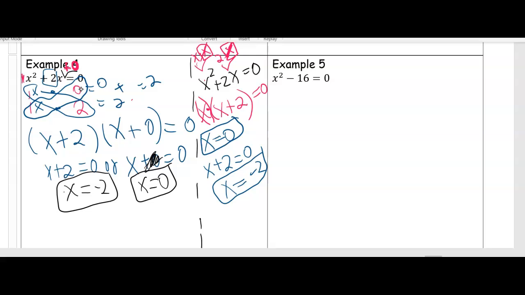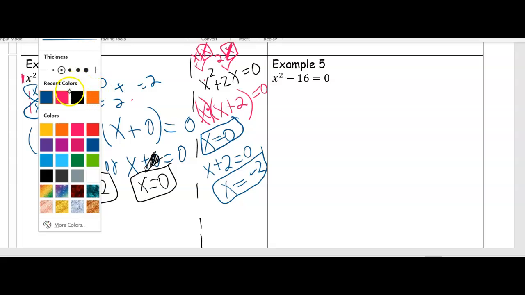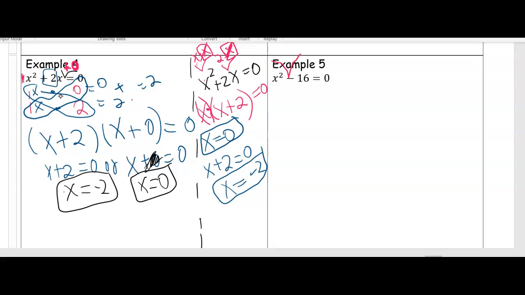Example 5. So here again, we have a standard equation because we have a 0 on the right side. However, on the left side, we have a missing part. So this time, what is missing? Let's check it. You have x squared. Next should be x. Next should be a single number. So here we have a missing x in the middle. If we have a missing thing in the middle, you plug the missing thing in.